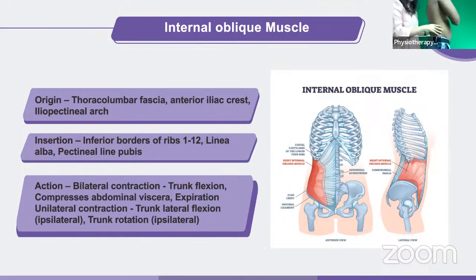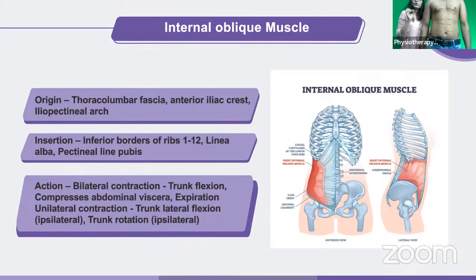This internal oblique muscle has its origin from the thoracolumbar fascia and the anterior iliac crest, which is present over here. Anterior to this iliac crest is the origin of the internal oblique muscle. It started like this and got inserted over the ribs, that is the first to 12th ribs. It went like this, and it also got inserted into the linea alba.